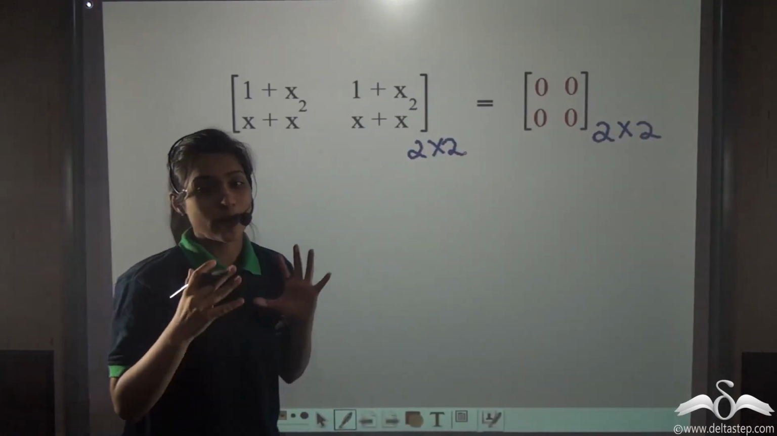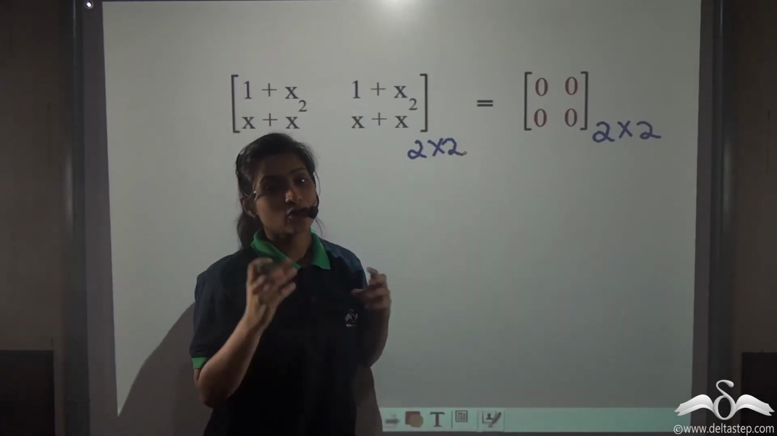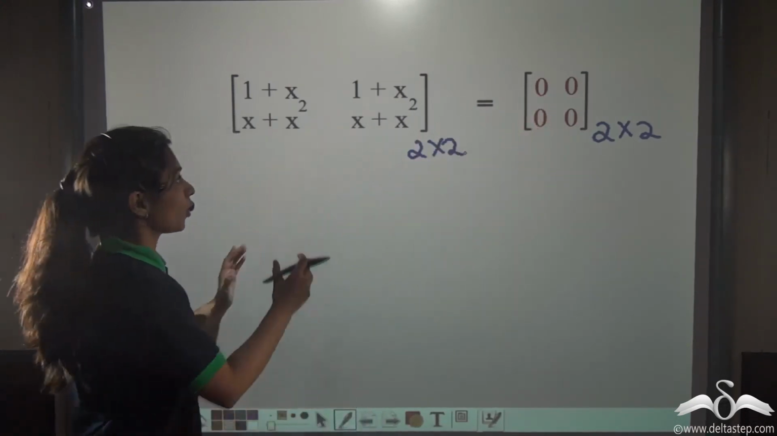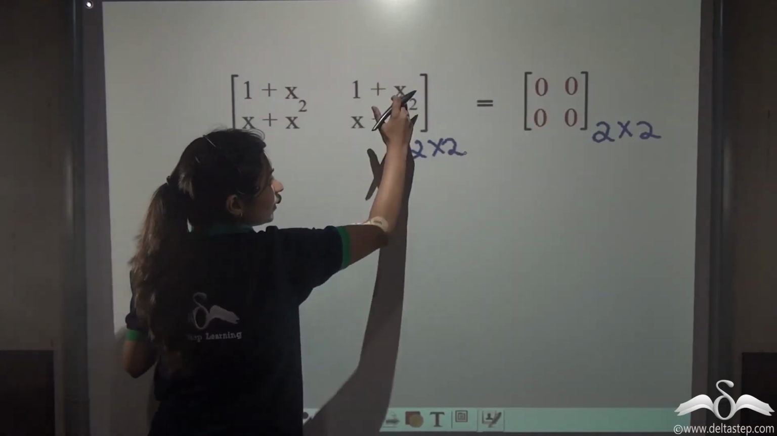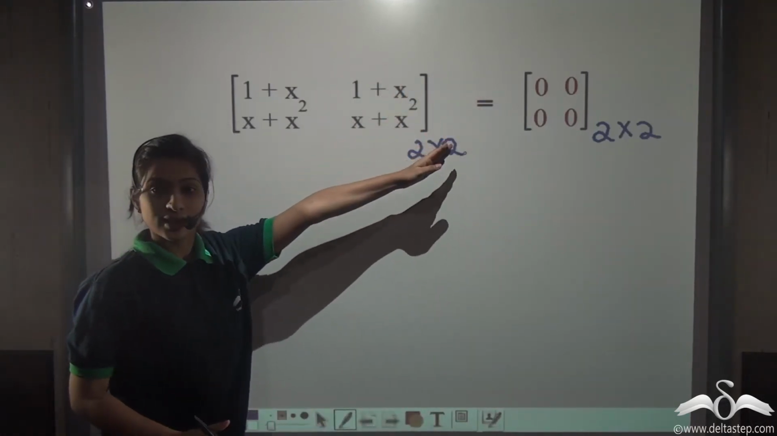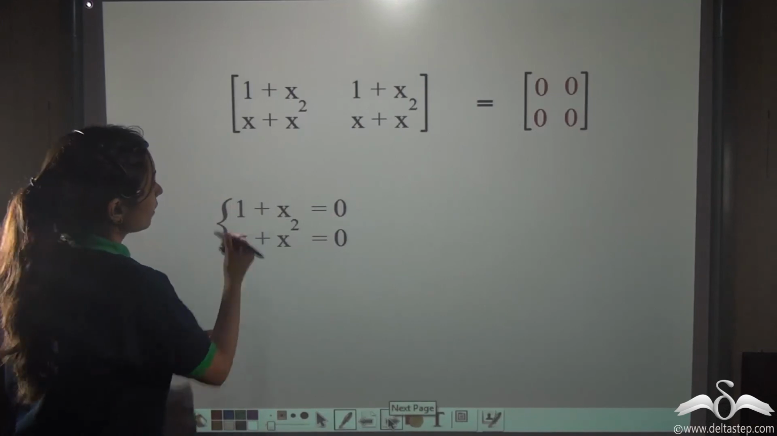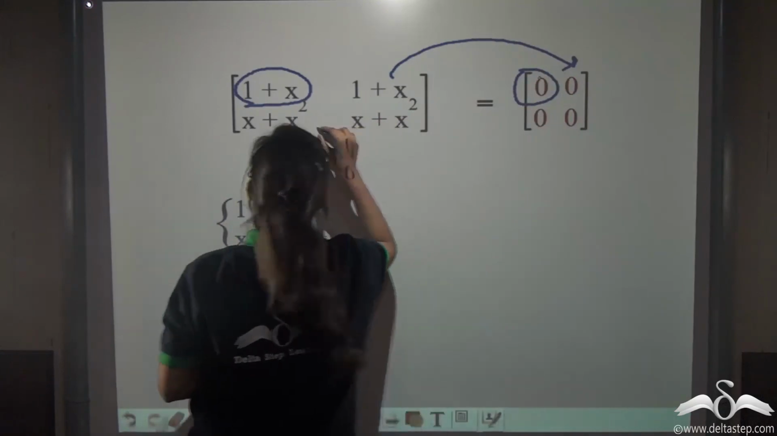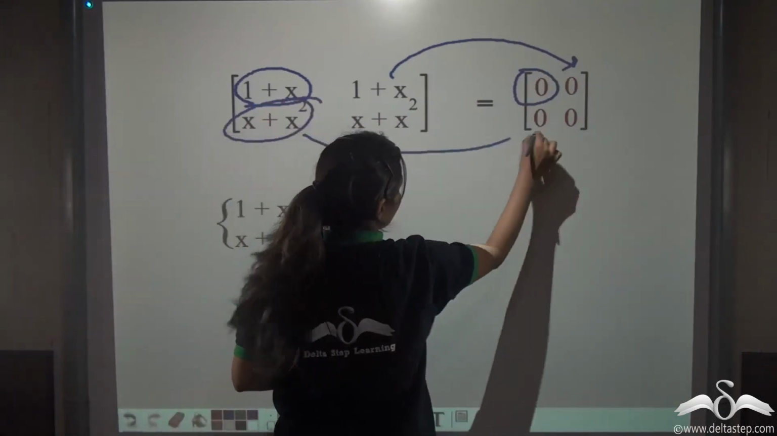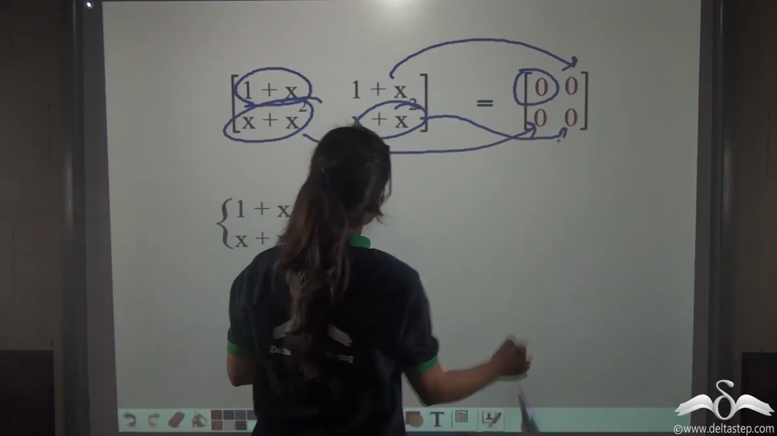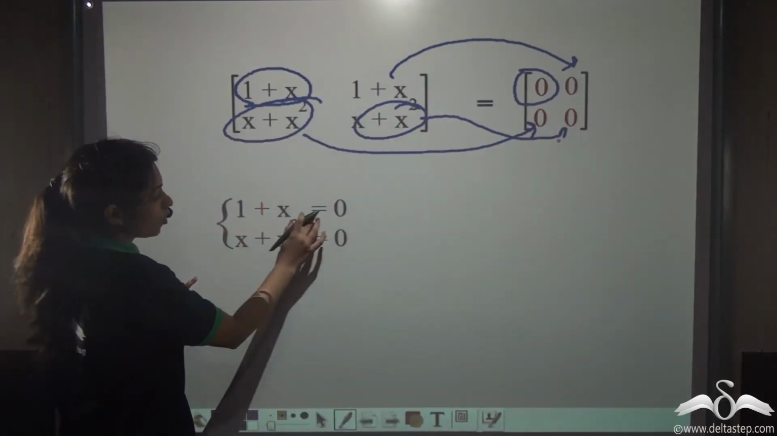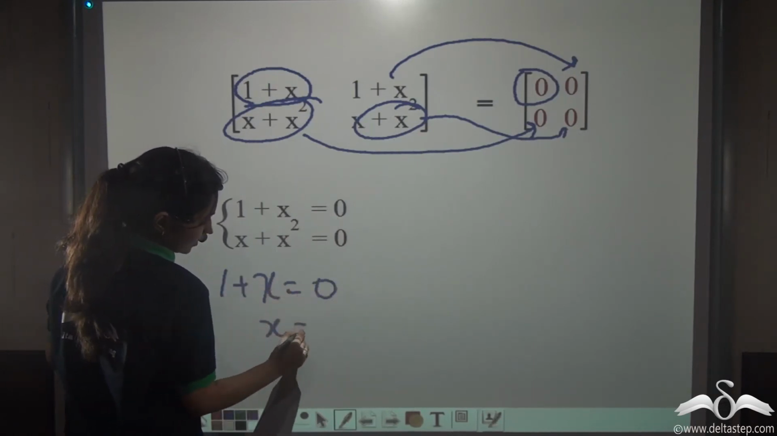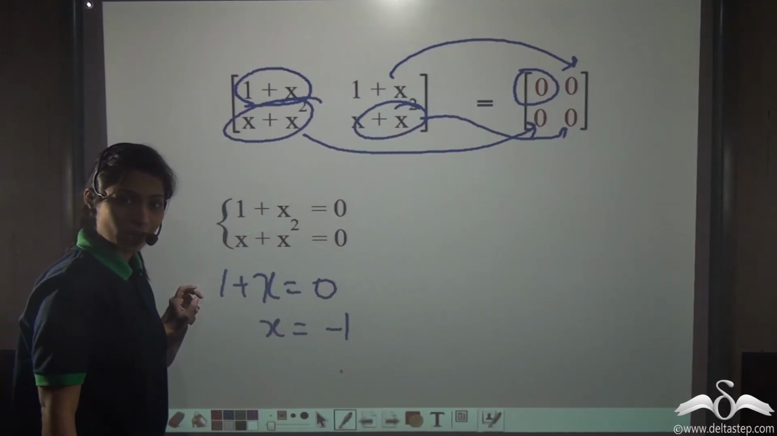Now we have been given that A square is equal to this zero matrix. That means all the elements of A square are equal to all the elements of this zero matrix. So now we will equate each and every element with the corresponding element of the zero matrix. So we are getting 1 plus x is equal to 0, the same here, and x plus x square is also equal to 0, the same here. So we are actually getting two equations. From the first equation, 1 plus x is 0, or x is equal to minus 1. We are getting the value for x.